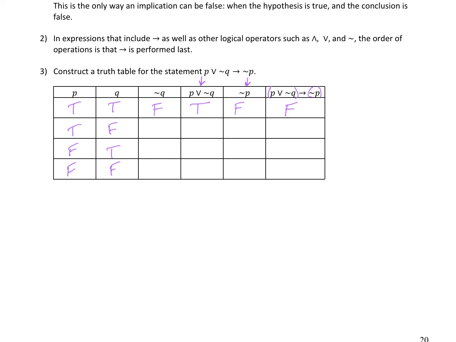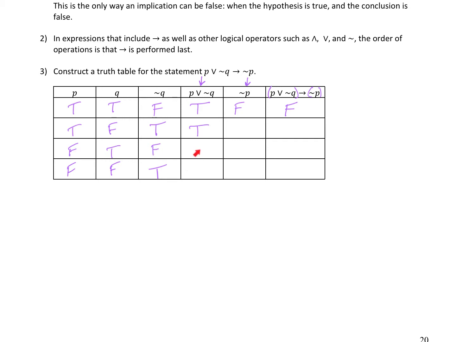Now let's fill in the rest of the columns. Okay, so not Q is going to be true, false, true. P or not Q, so I need at least one true, so true, true, true. Oops, I was looking at the wrong thing there. P or not Q. I was looking at Q. Okay, so P or not Q. So true, false, true. True, true, that should be true.